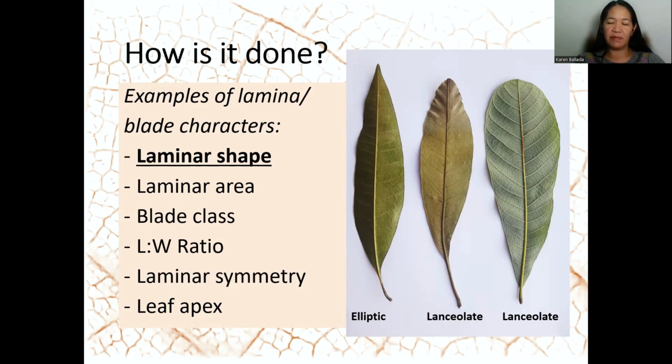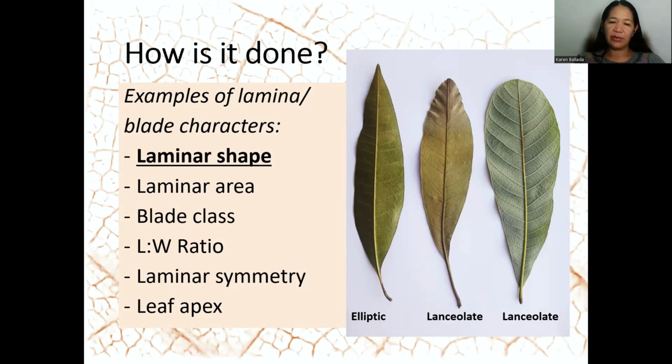So for the laminar shape, in my specimen that is presented in this slide, there are three leaves. The leftmost is described to be elliptic because the widest area is located somewhere at the middle of the leaf. And then the two other leaves on the right side of your screen are described to be lanceolate because the broadest or widest portion of the leaf width is located somewhere on the upper two-fifths of the leaf. Okay, so in this specimen, they are described to be elliptic and lanceolate.